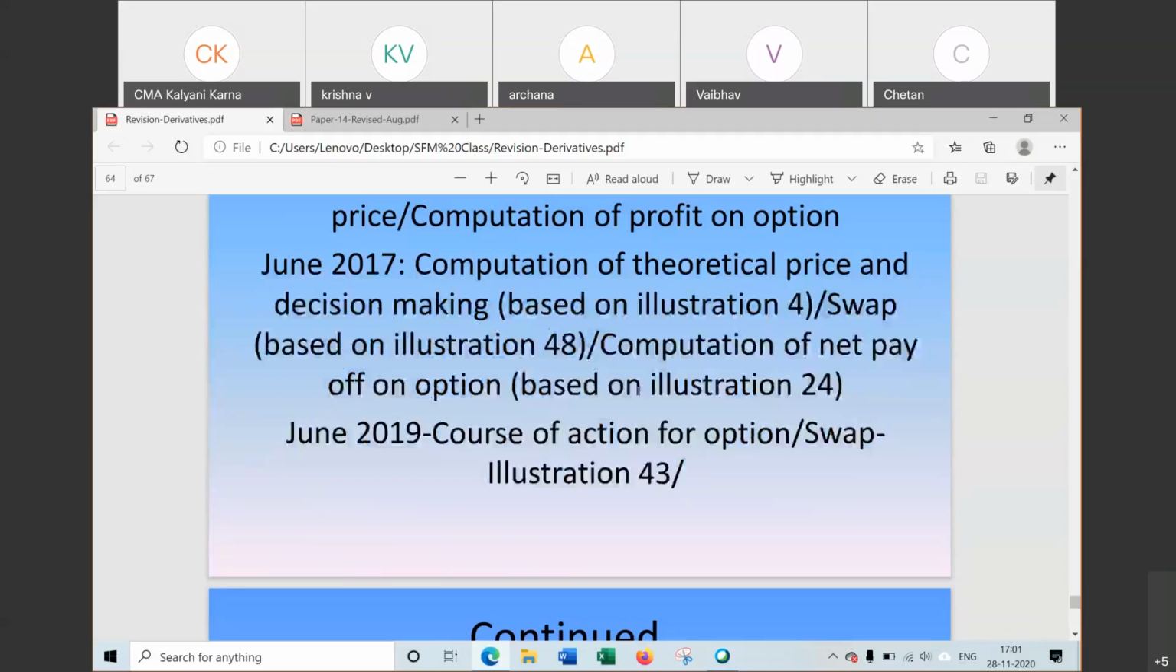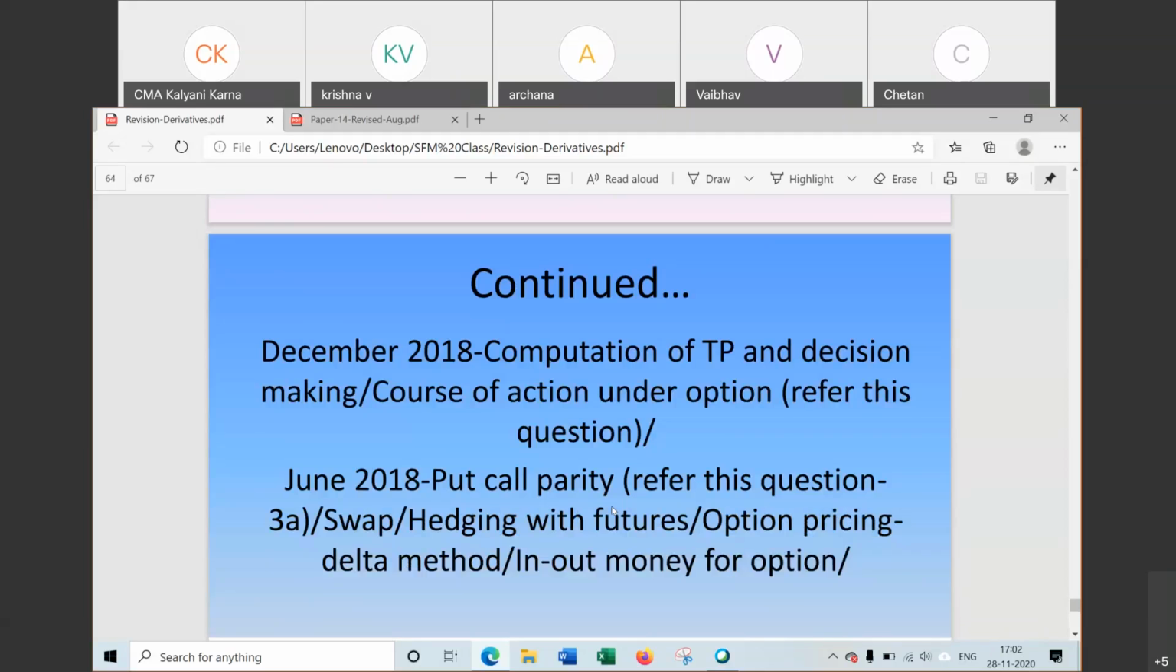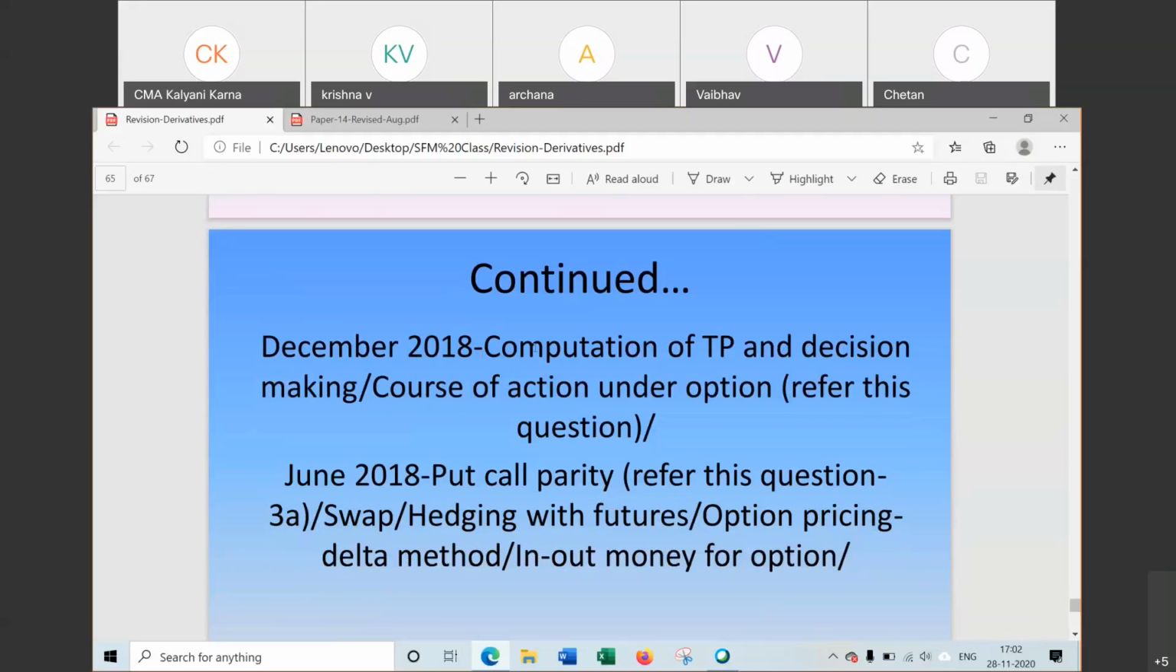Profit on option, theoretical price. Now December 2018, computation of theoretical price and decision making, course of action under option. So this question is being asked so many times.